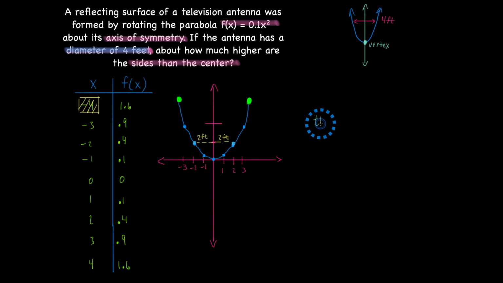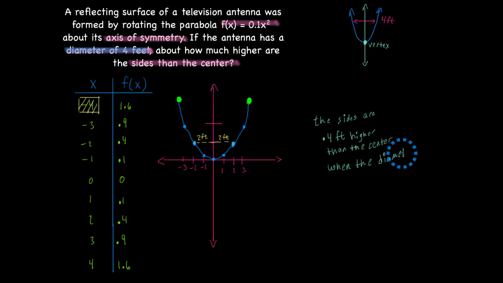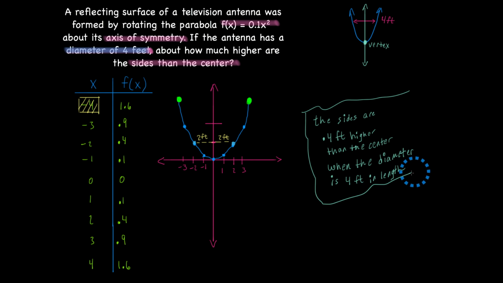So what I'd write here is that the sides of the antenna are 4/10. I'm just going to write 0.4. You could write 4/10. 4/10 of a foot higher than the center when the diameter is 4 feet in length. Let me fix that T real quick. Let's try that again. There we go. Diameter is 4 feet in length. And then you can box this up. Cool, I'll see you in another video.